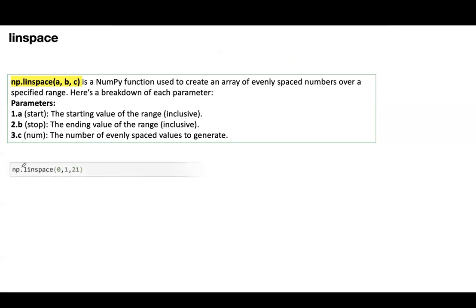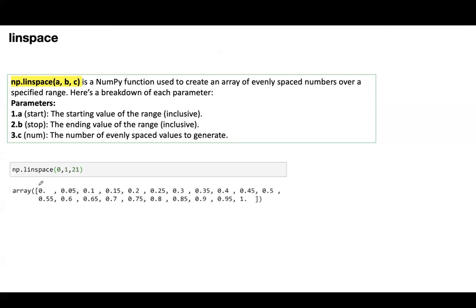For example, if you look at np.linspace 0, 1, and 21, we expect to get 21 numbers between 0 and 1 inclusive. Take a look. The output is an array starting at 0 and stopping at 1. And you want to have 21 numbers. So they are evenly spaced. So from 0 to 5% to 10% to 15% to 20%, 25%, and so on.